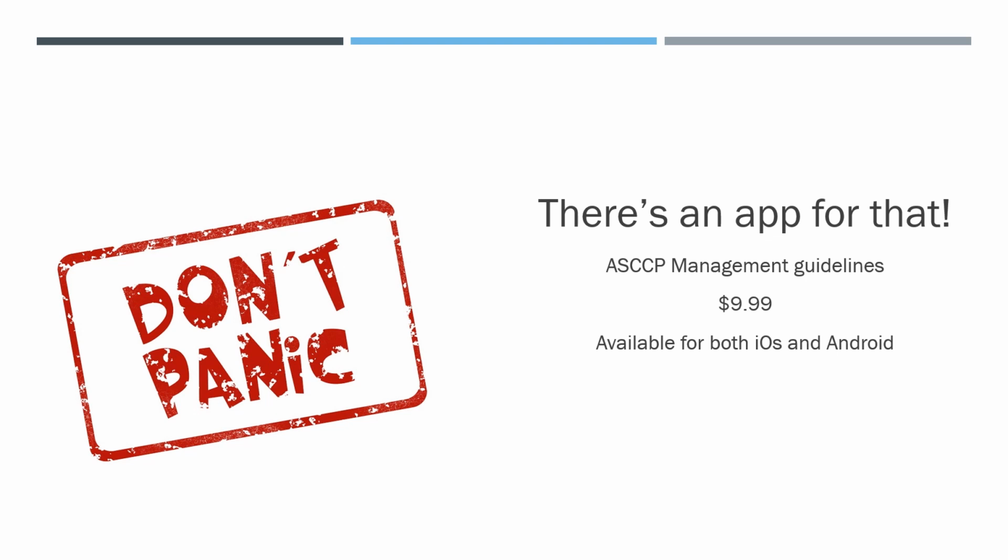The ASCCP Management Guidelines app, and I understand for an app, this is relatively expensive. This is the same cost as their original app was. It is available on both iOS and Android, and my recommendation, and hopefully I'll be able to explain why, is that you do get the new app. It's not just an update from the old app, it is an entirely new app, and you're really going to want to invest in that, I believe.